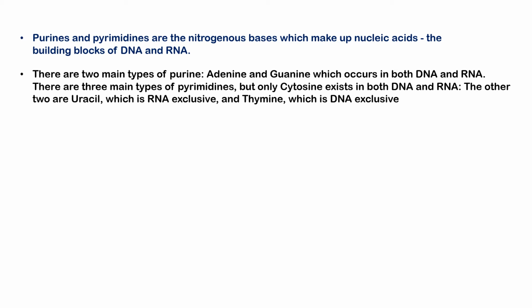There are two main types of purine, adenine and guanine, which occur in both DNA and RNA. There are three main types of pyrimidines, but only cytosine exists in both DNA and RNA. The other two are uracil, which is RNA exclusive, and thymine, which is DNA exclusive.